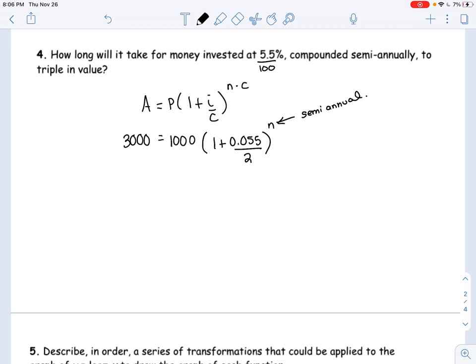Okay, so first, what we're going to do is simplify this by putting that into our calculator. So it's going to be 3,000 equals 1,000. I'm getting 1.0275 to the power of n. Next, I can divide both sides by 1,000.